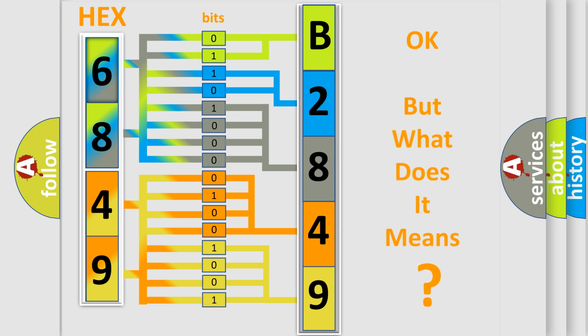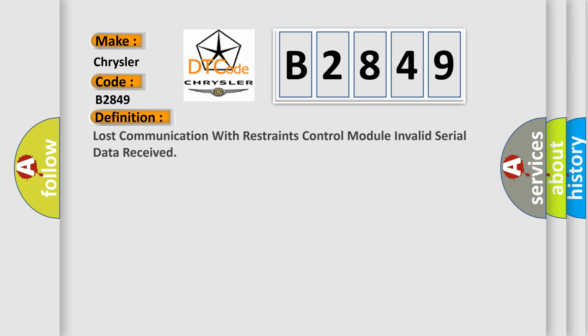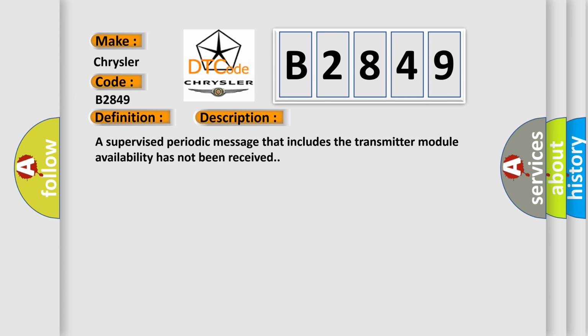The number itself does not make sense to us if we cannot assign information to what it actually expresses. So, what does the Diagnostic Trouble Code B2849 interpret specifically for Chrysler car manufacturers? The basic definition is: lost communication with restraints control module, invalid serial data received. And now this is a short description of this DTC code: a supervised periodic message that includes the transmitter module availability has not been received.